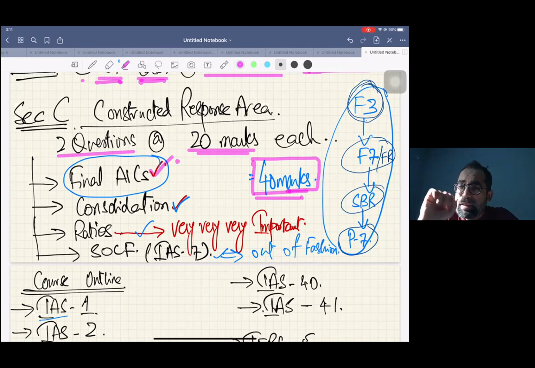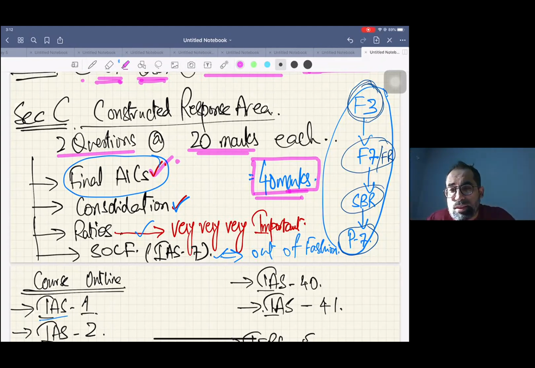Now wait, traditionally years back, the final account question was like this: the trial balance is given and 5 adjustments are given. So you need to make SOCI, that is income statement, and SOFP. This was the simple requirement.